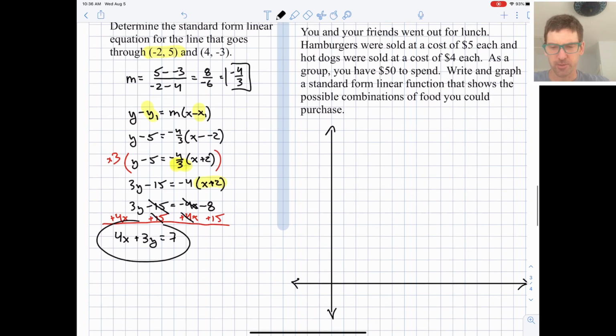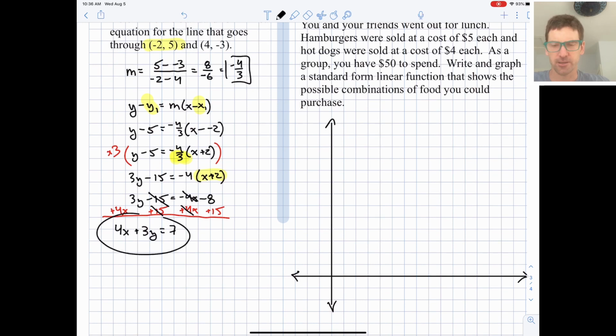All right, and let's assume we're trying to spend as much of our $50 as we can. Although some of the combinations might not, it might work out that we're spending $48 or something. All right, so let's define our variables. So let's let b equal burgers, and let's have that be number of burgers, not the cost of a burger. We know what the cost is. And let's let d equal number of hot dogs.